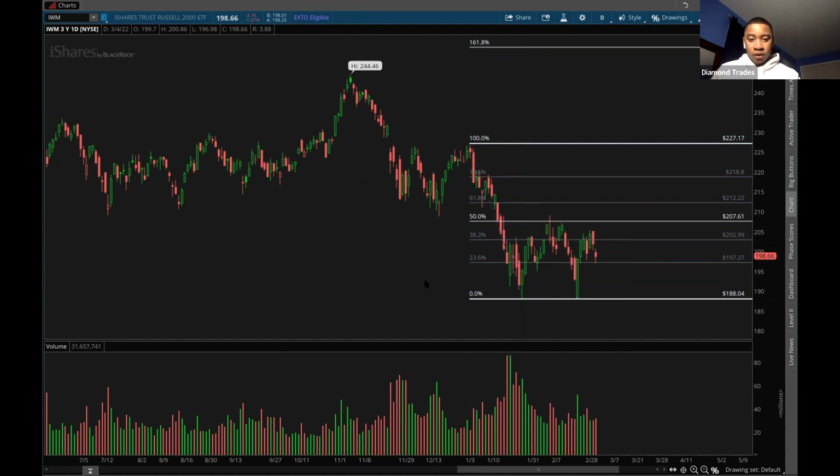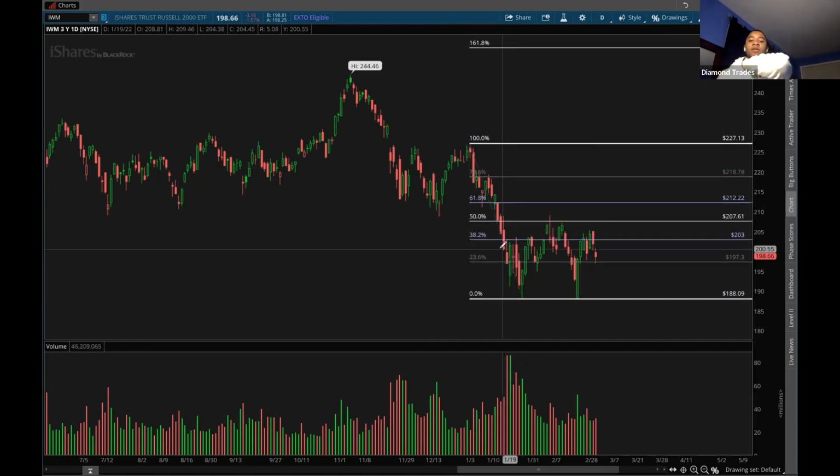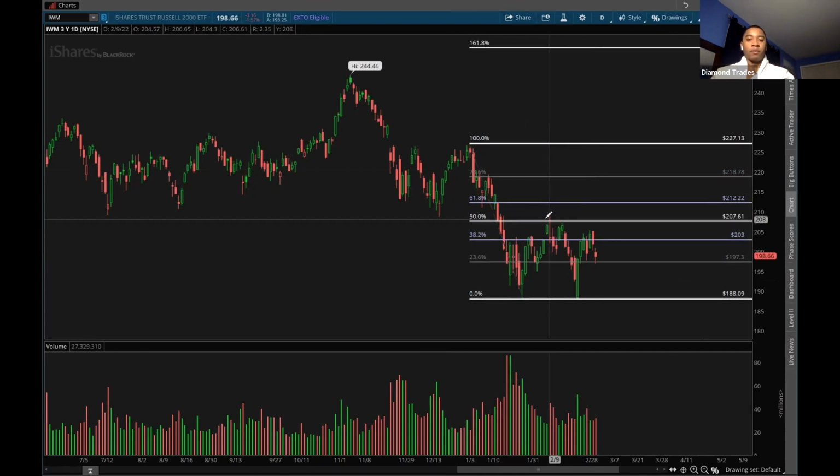We changed these colors for the 382 and the 618 just because those are the most important. Those are the ones that I'm looking at primarily for a reversal, right? In this 618, 50%, 382 area. And so again, on IWM, you can see that after we put in our retracement, after we put in this low on January 28th, we got this perfect rejection here off of the 50% fib. Couldn't break through, set a new low again.